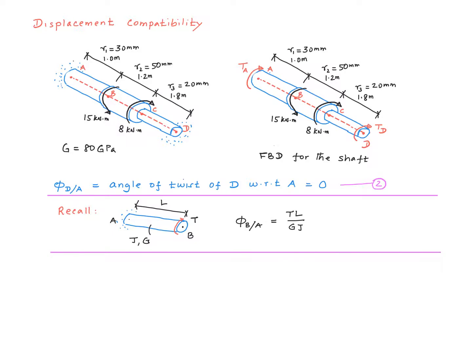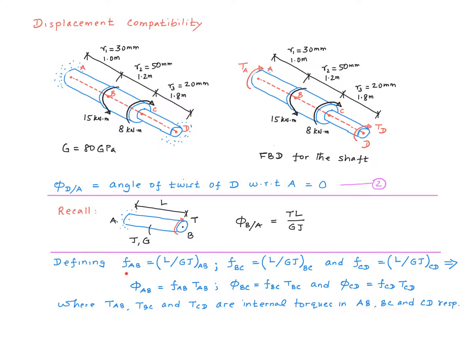T is the torque, L is the length, G is the shear modulus, J is the polar moment of inertia. Just to simplify the notations a little bit, let's go ahead and define these coefficients like it's done here. Little f AB equals L over GJ evaluated for the segment AB, and f BC is similarly defined, f CD is similarly defined. Now on the basis of this, the angle of twist for segment AB is f AB times T AB, where T AB is the internal torque in segment AB. Similarly, phi BC is f BC times T BC, and phi CD is f CD times T CD.